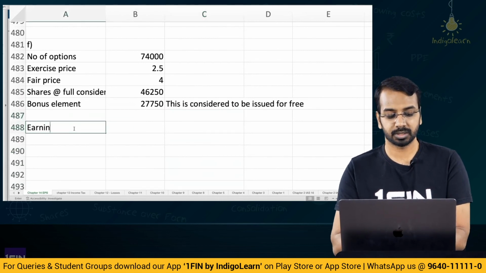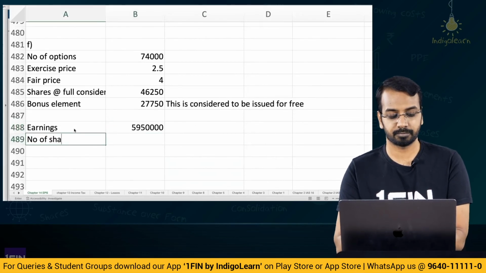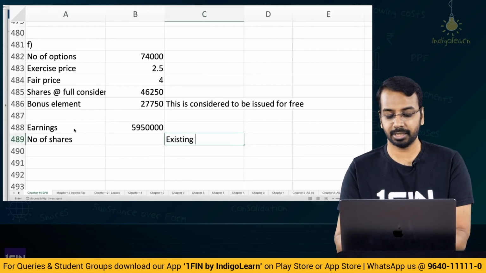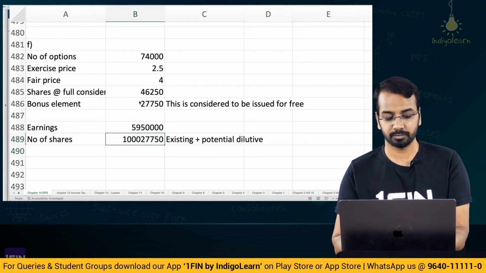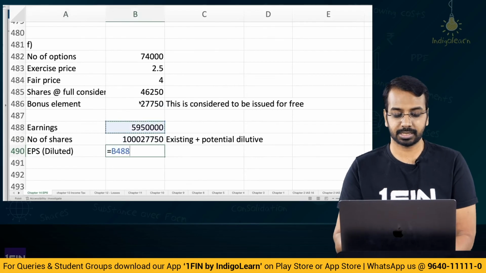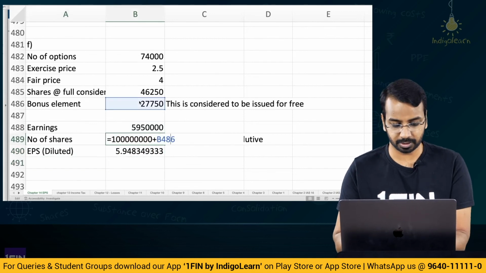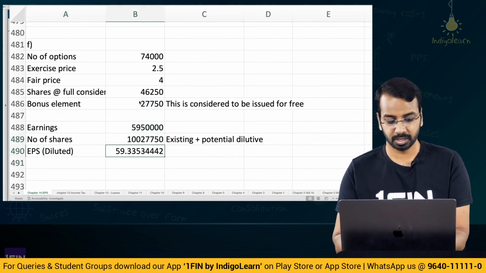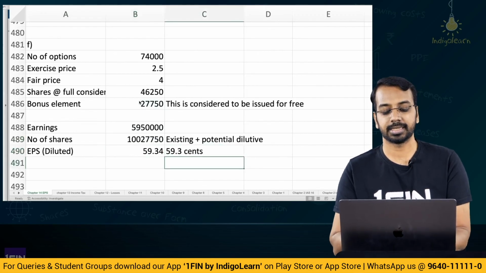So earnings 595,1,2,3,4. Number of shares: existing plus potential dilutive, which is 10 million plus 27,750. EPS diluted would be this divided by this multiplied by 100. Sorry, I think I added 10 extra. 59.33 or 34, that is 59.3 cents.